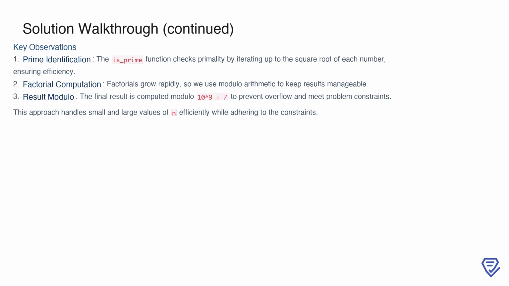This approach to the problem hinges on a few key observations. First, the is_prime function determines primality efficiently by iterating only up to the square root of each number, reducing the number of checks needed. Second, since factorials grow extremely quickly, we use modulo arithmetic throughout the computation to keep the results manageable and prevent overflow. Finally, the final result is taken modulo 10 to the power of 9 plus 7 as specified in the problem constraints, ensuring correctness and adherence to the requirements. By combining these techniques, the solution is both efficient and scalable, handling small and large values of n effectively.